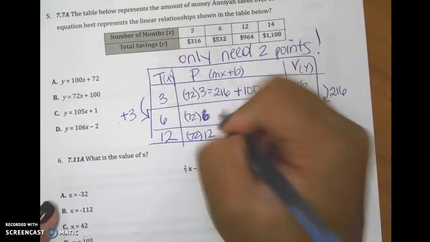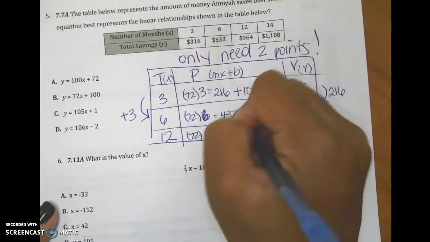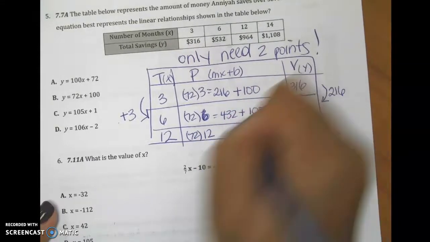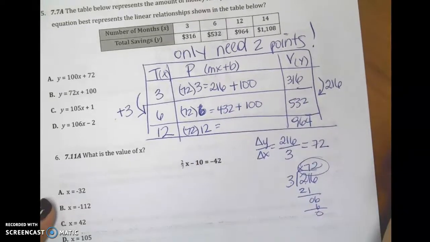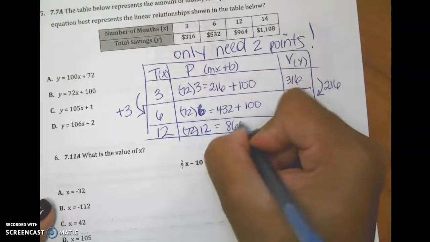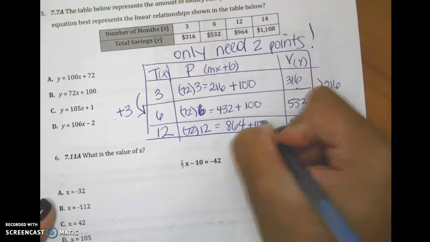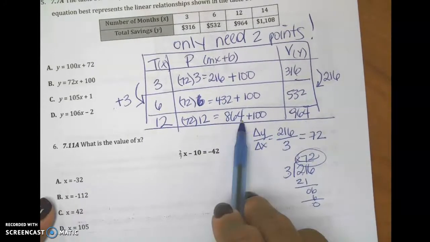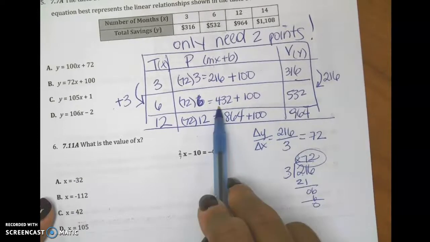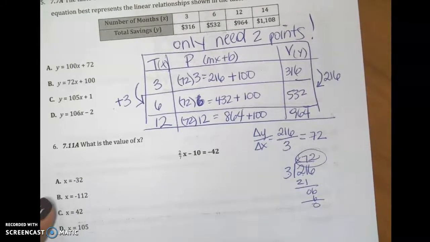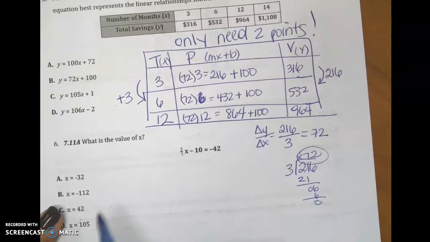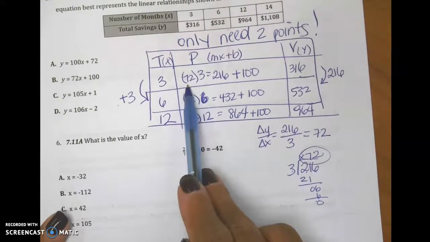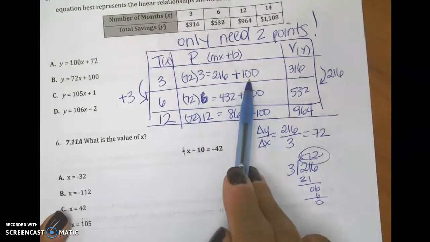72 times 6 is 432. I have to add 100. 72 times 12 is 864. I have to add 100. And if you want to know how quickly I did that math, I just subtracted 100 from this to get this. Subtract 100 from this to get this. So then I need to choose the proper answer that tells me that I'm multiplying by 72 and then adding 100.